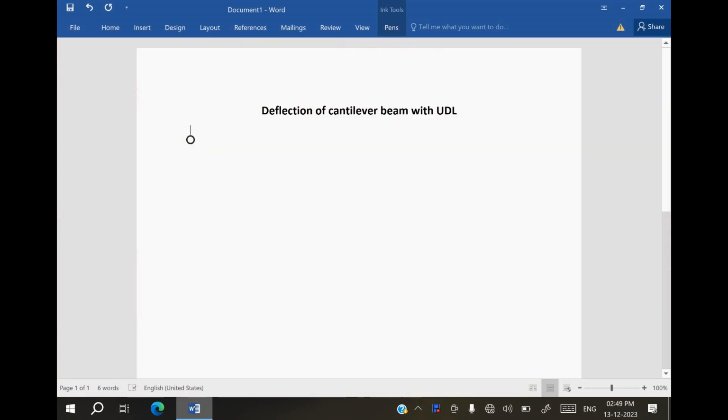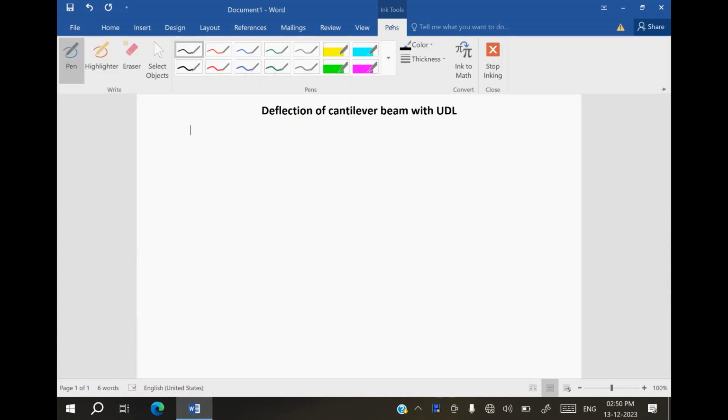Now let's try to find the deflection of a cantilever beam with a uniformly distributed load. In the previous case, we saw deflection of a beam with a point load at its free end. The problem is almost similar, only the load will change. Now let us go for this one.